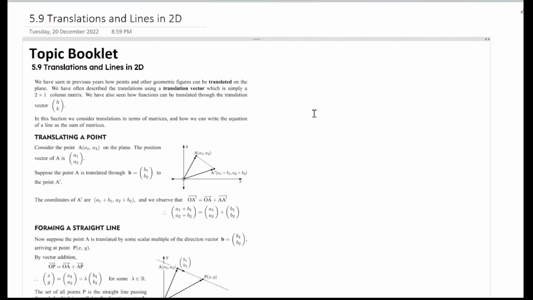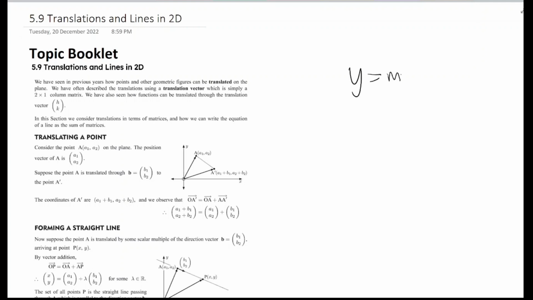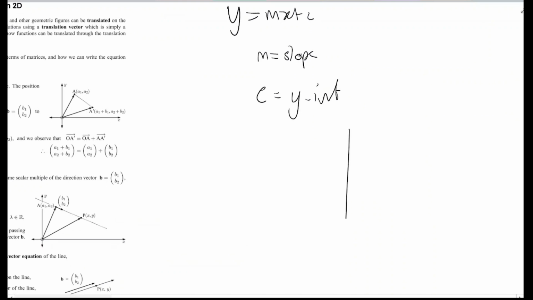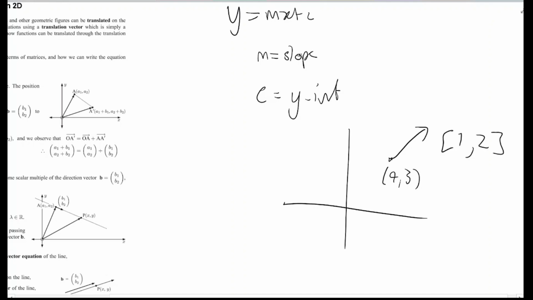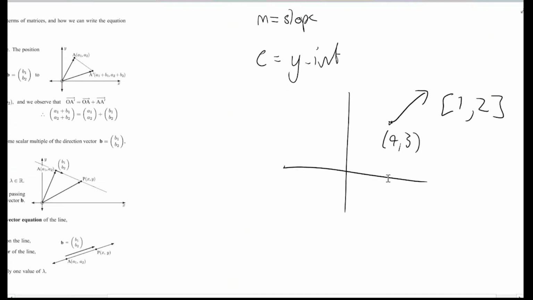Alright, in this video we're talking about translations and lines in 2D. Now normally when we describe lines in something like methods, we're talking about y equals mx plus c, where m is the slope and c is the y-intercept. But that gets really tricky when we're talking about a line, maybe at (4, 3) going in this direction with vector (1, 2). You'd have to figure out the slope and the y-intercept, which is a bit annoying.